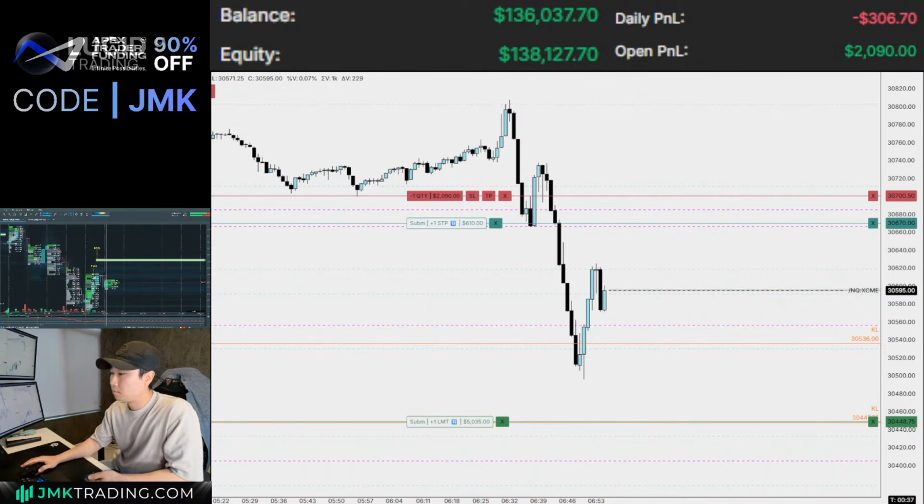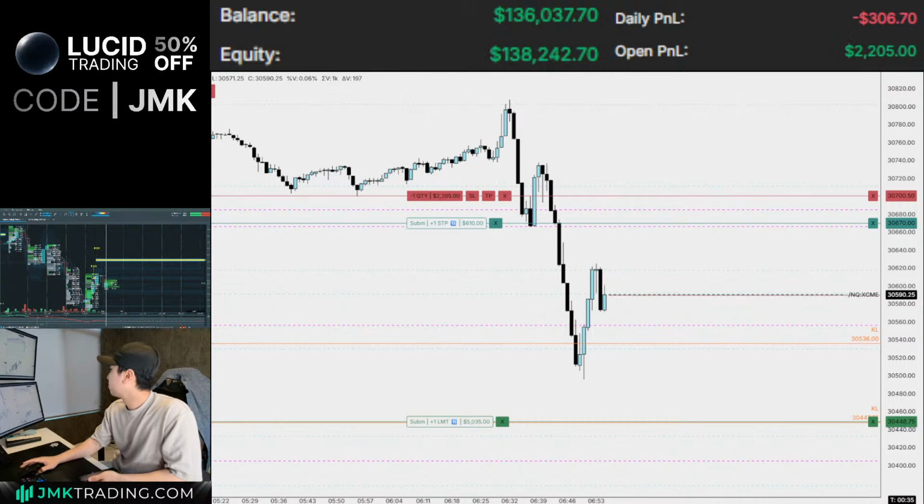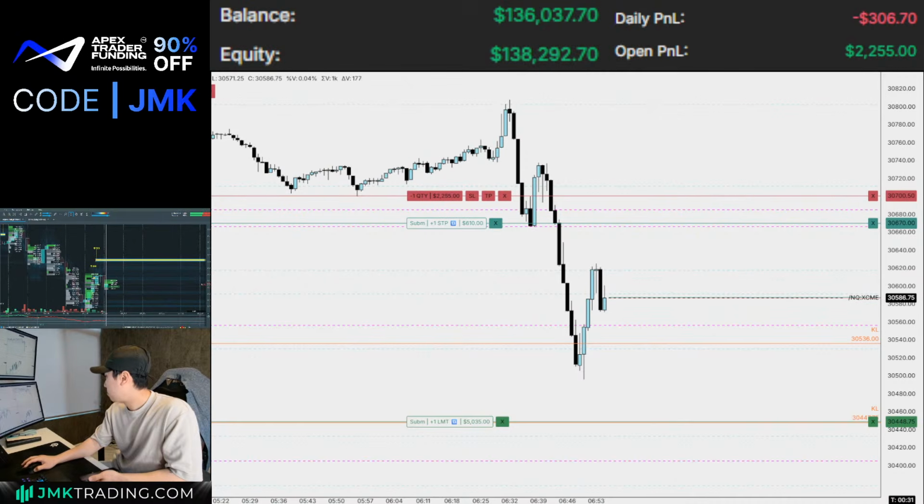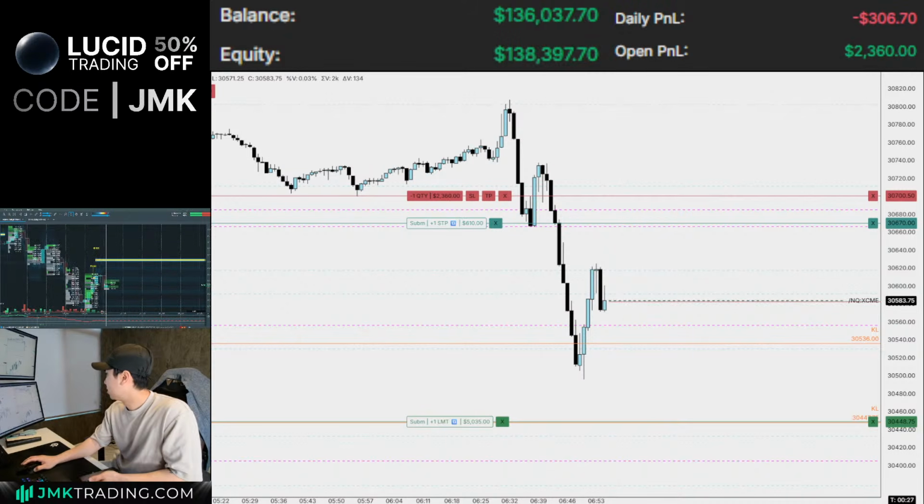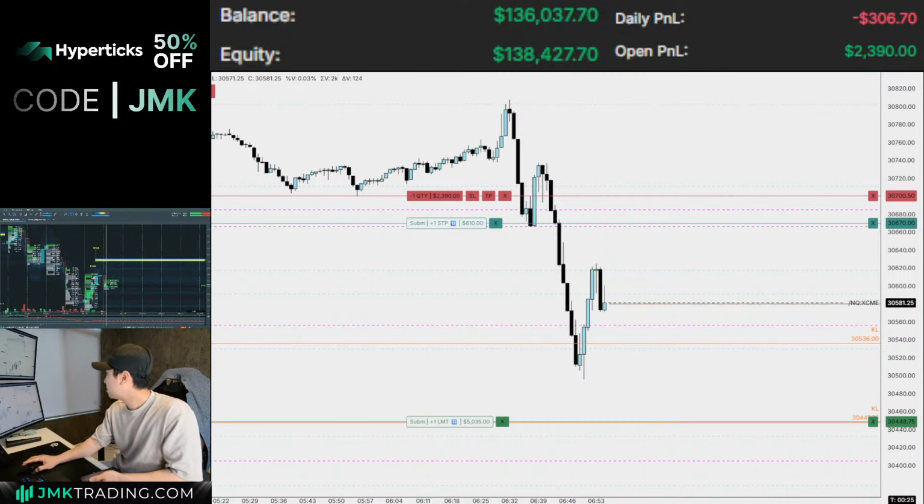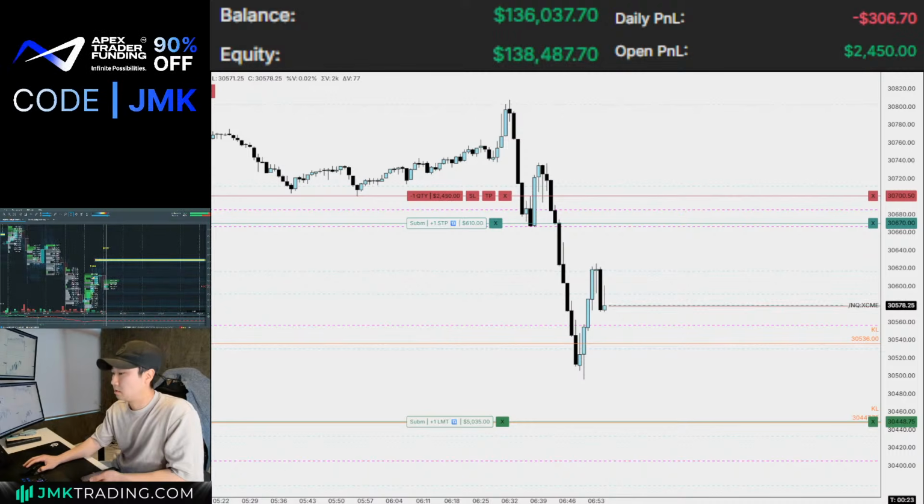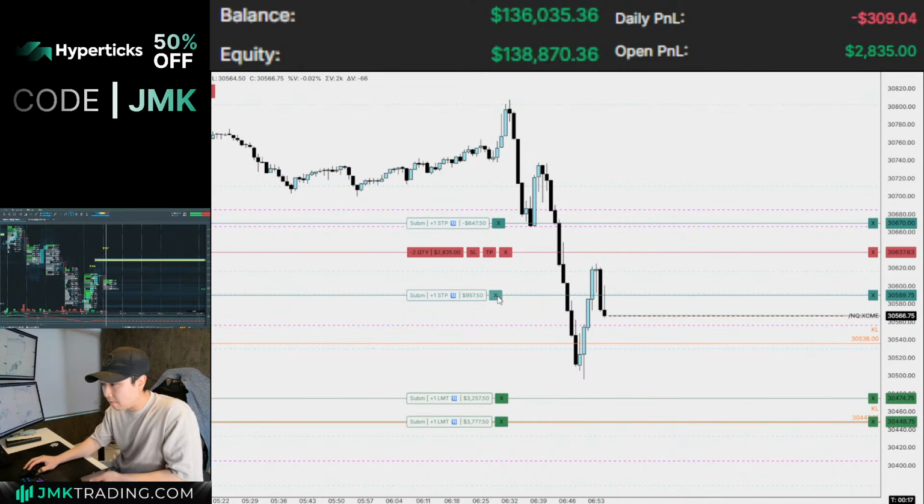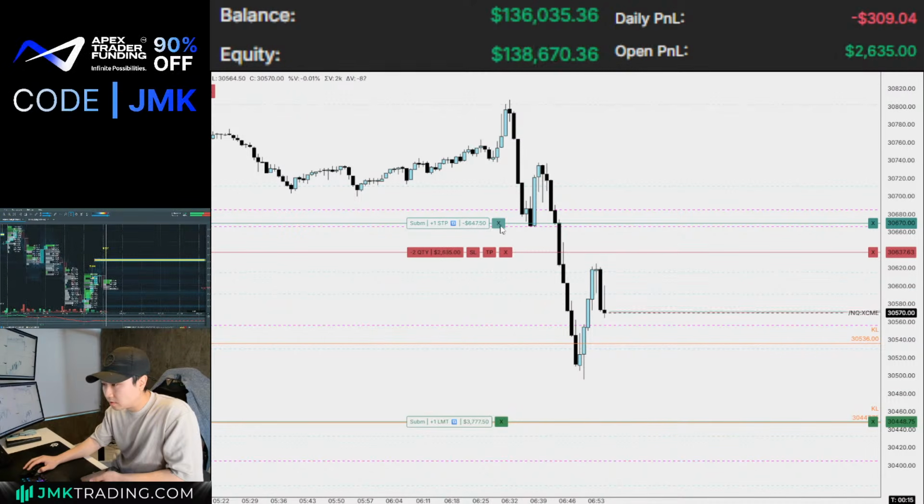Perfect. Good bounce down from value high, or value low, I mean. I want ES to grind up just a little bit more. If we got a good healthy rejection off of its value low, I'd really like this. I added into this for funsies.